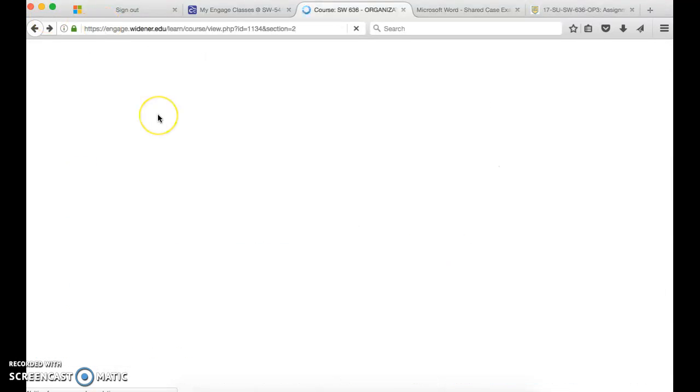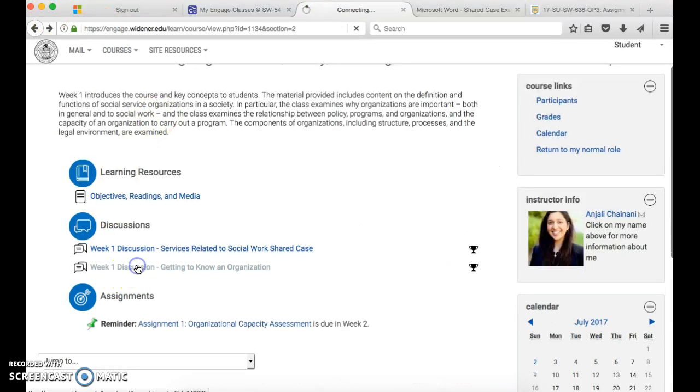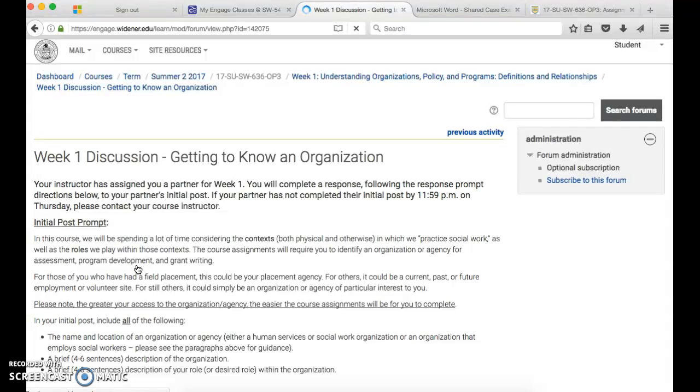So now to the second discussion question for week 1, which is about getting to know an organization. I am going to be posting dyads and triads for the week. We'll be switching those around, so for week 1 you'll have 1 or 2 partners. In week 2, you'll have a different set of partners, but you'll be completing a response following the response post to your partner's initial post. So you're going to be working with a partner for this post.